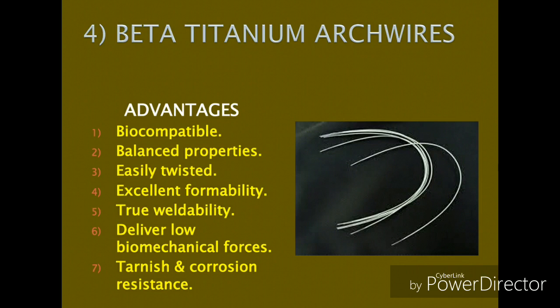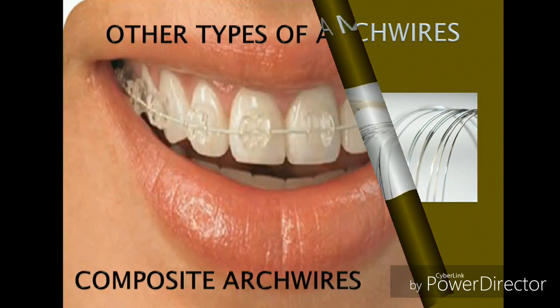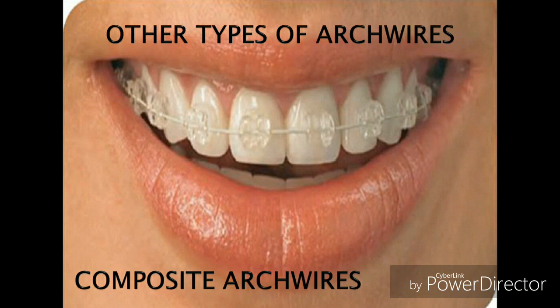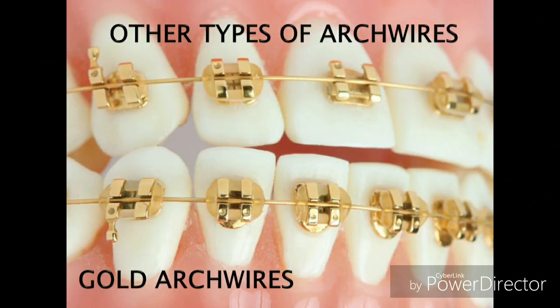The beta titanium arch wires have excellent tarnish and corrosion resistance. Well, besides being expensive, the TMA possesses a disadvantage of high surface roughness, which can cause high frictional forces. The other types of arch wires used in orthodontics are composite arch wires, which are formed by adjusting the ceramic to polymer proportions, and gold arch wires.